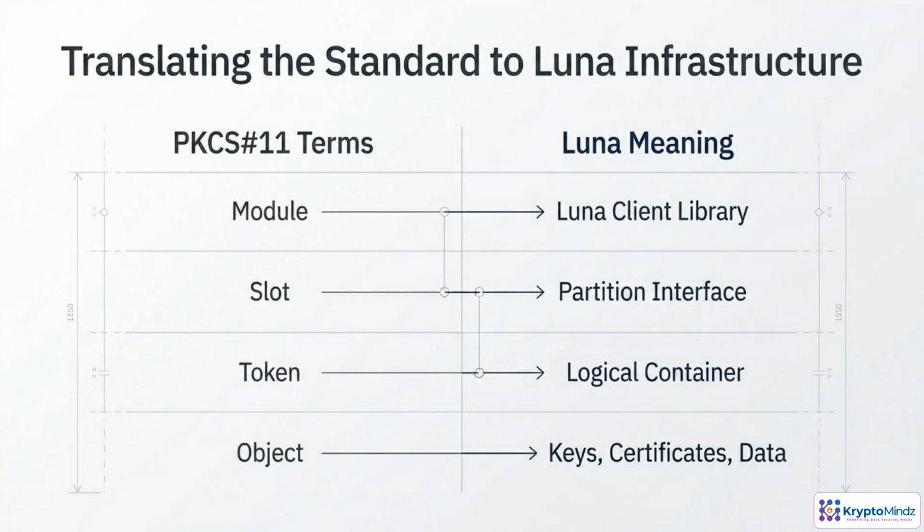When you code against Luna using PKCS #11, you're really interacting with those same layers. The module is the Luna client library your application loads. Each slot corresponds to a configured Luna partition you can reach. The token is the logical cryptographic container for that partition, and the objects are the actual keys, certificates, and data you operate on. Choosing the wrong slot or token means you'll be talking to the wrong keys.